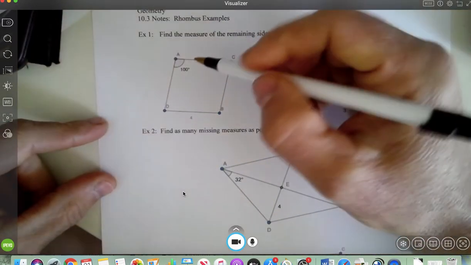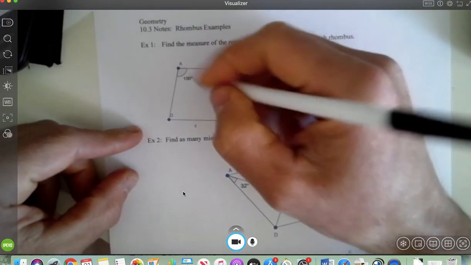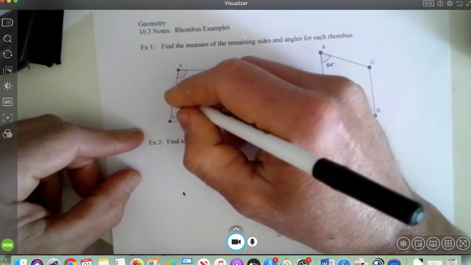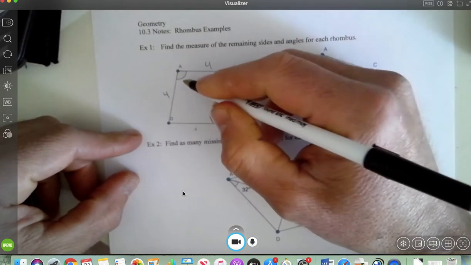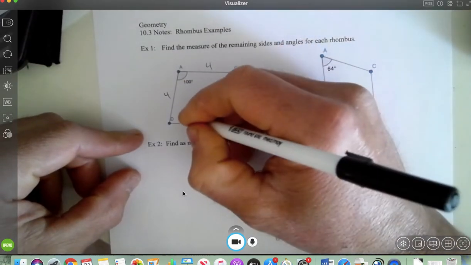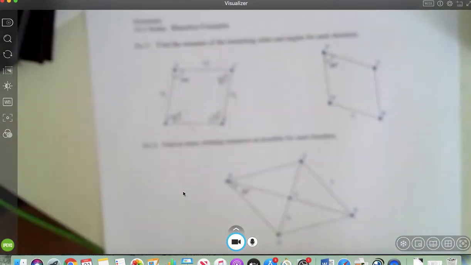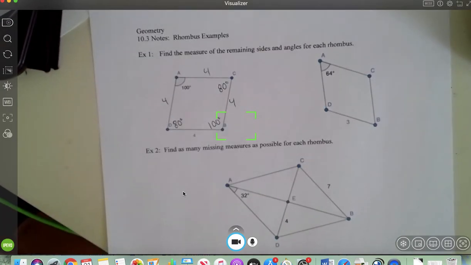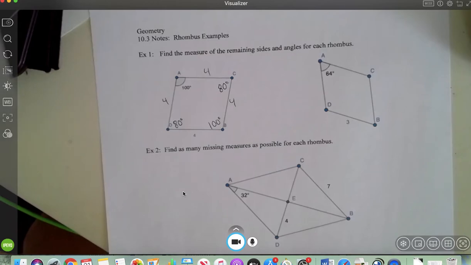A rhombus is a parallelogram, so I know that opposite angles are congruent. And I know that all 4 sides are congruent because it's a rhombus. If these are each 100, that means each of these are 80. Some of these are super quick, just because we know the properties. And if you don't remember those properties, that's why you have this chart right here. This chart's going to help you.